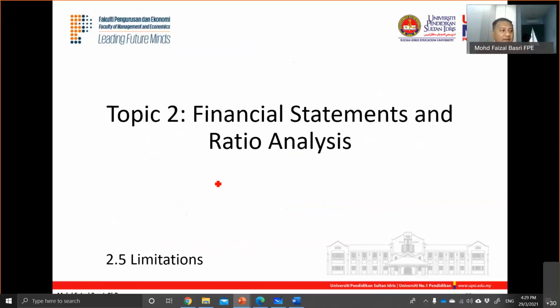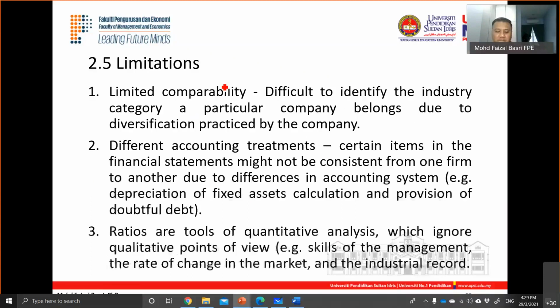And obviously, there will always be limitations when we talk about financial or economic analysis. Nothing is perfect, all right? So for ratios also, we have various limitations. Number one, limited comparability, especially for companies that are too diverse. When the company is too diverse, whereby they have a lot of sub companies or subsidiaries, sometimes it is very difficult to compare one company against the other. Because of too diverse.